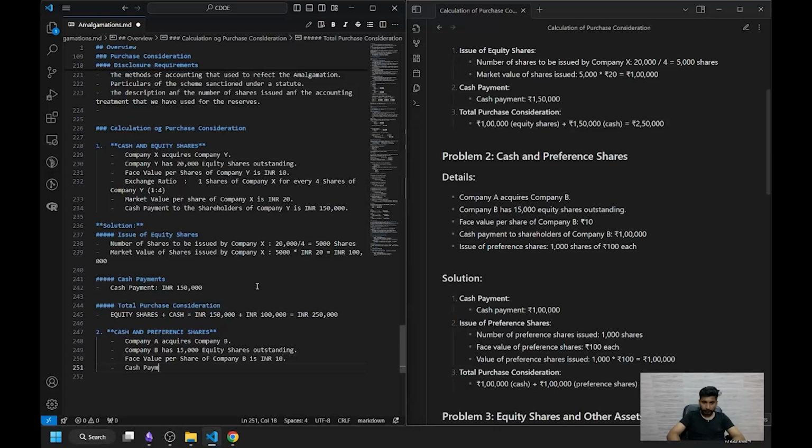Cash payment to the shareholders of company B is rupees 1 lakh, and the issue of preference shares is 1,000 shares for rupees 100 each.